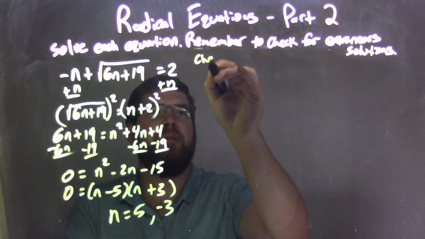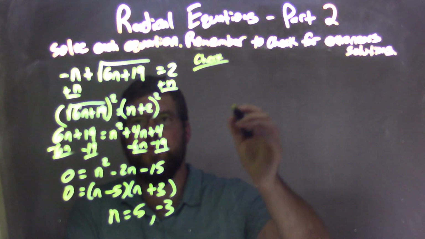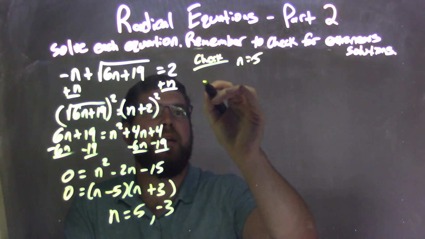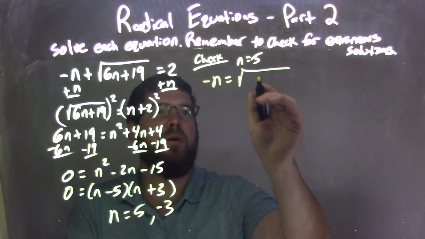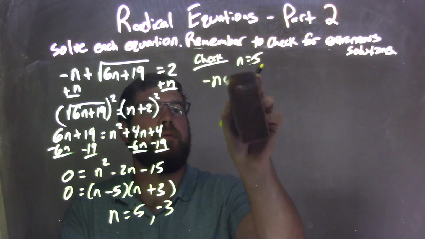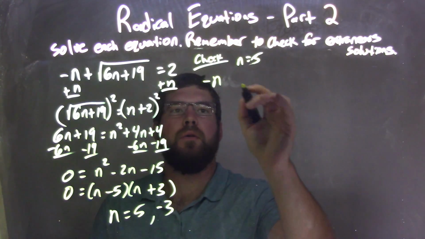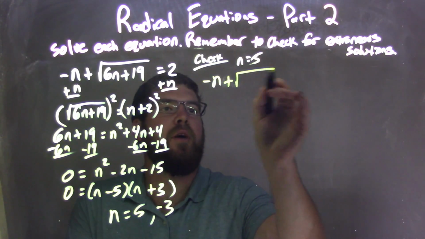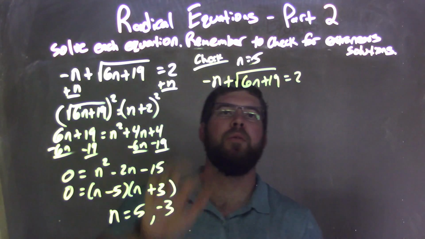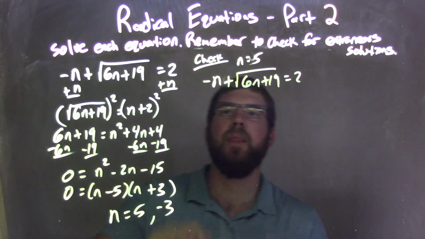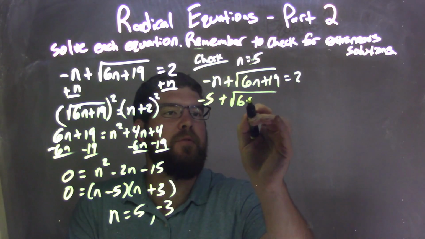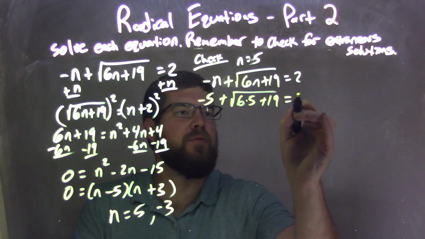So we do our check here. We're checking n equals 5. So negative n equals square root, not square root, it's plus. Getting ahead of myself here. Plus the square root of 6n plus 19 equals 2. Keep everything on its own side here. That 5 can be a little neater. Let's plug 5 in. Negative 5 plus square root of 6 times 5 plus 19 equals 2.